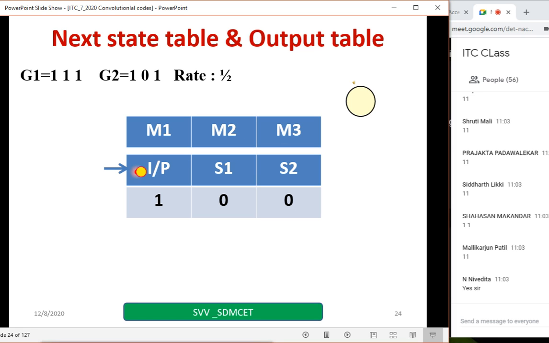Instead of that, we are going to use it as an input, and this is to represent the state S1 and S2. So, for G1 and G2, G1 equals 111, G2 equals 101. We are going to discuss now the output table and the next state table. And remember, instead of M1, M2, M3, from now onwards I am going to use it as an input. This is the state S1, S2. These two represent the states. This is the input I am giving. Let me go to the next.